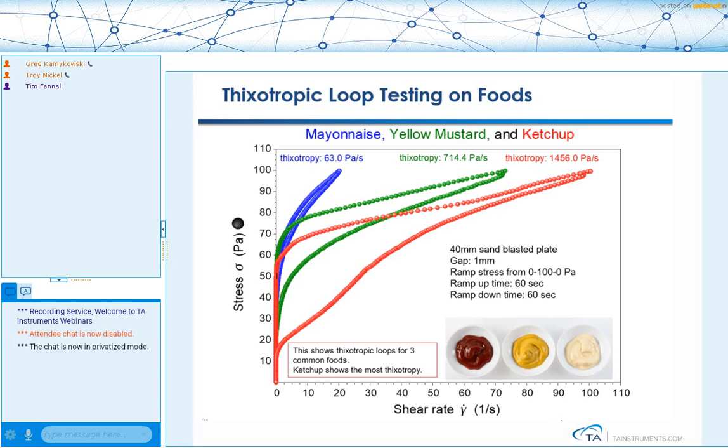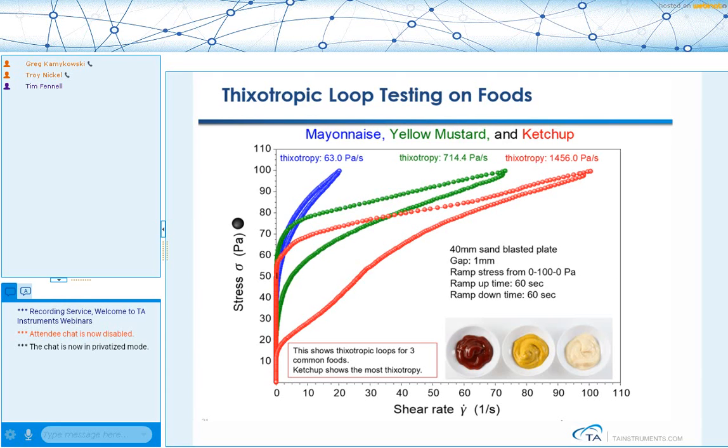And what we do is we look at the area in between the two curves, the up curve and the down curve. So you can see that the mayonnaise curve has not much change between the two curves, so there's not much damage being done. And the word that we use that describes the amount of damage that's done is called the thixotropy of the material.